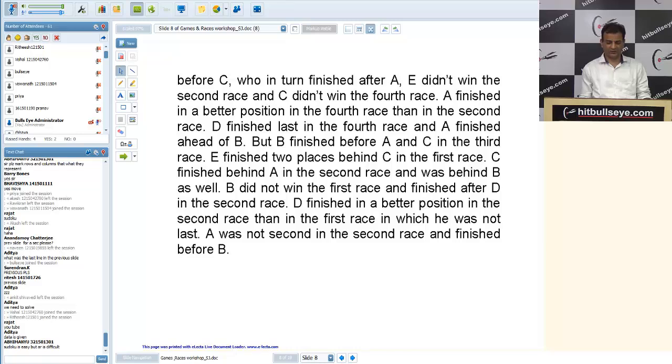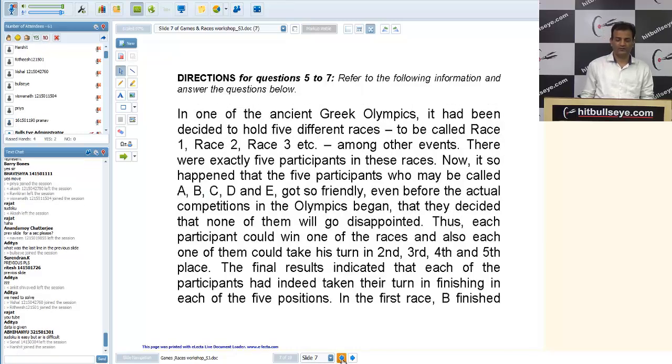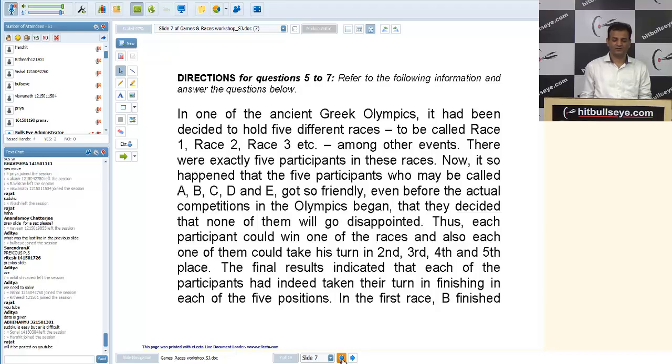Previous slide, if you want to see, okay. One of the ancient Greek Olympics held 5 different races. Race 1, race 2, race 3. Exactly 5 participants. Yeah, Rajat, I think it will be posted on YouTube.